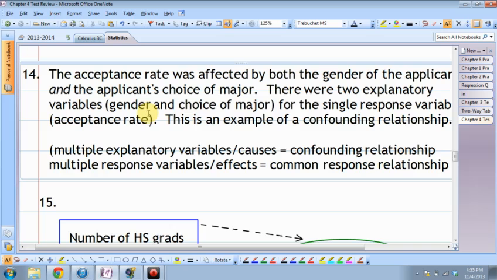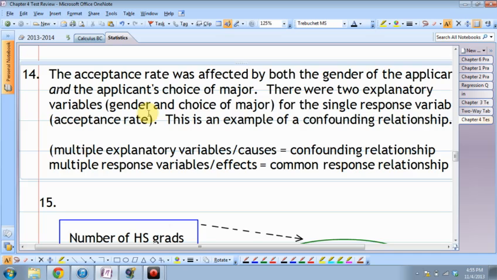When examined further, females that year were applying to majors that had higher than normal denial rates. So in other words, they were applying for harder majors to get in. Okay, considering that the admittance rate is a response variable and gender an explanatory variable, what kind of relationship would this be?